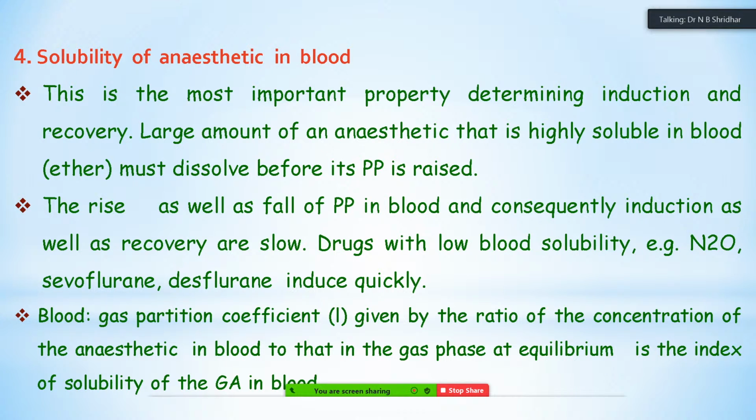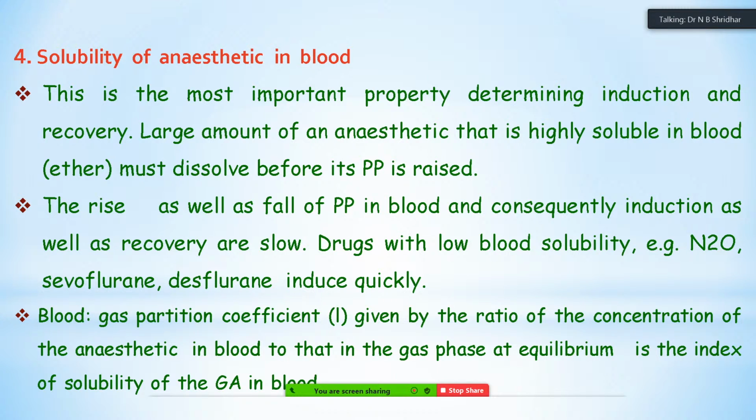So if the partial pressure is high but the drug is not soluble in the blood, then there is no use. So the induction becomes late, just like with halothane. Whereas ether and nitrous oxide have low blood solubility, and because of this the induction will be very fast. Drugs with low blood solubility, for example nitrous oxide, sevoflurane and desflurane, induce quickly. Because if they are highly soluble in the blood, then they will not be available for acting on the GABA receptors.